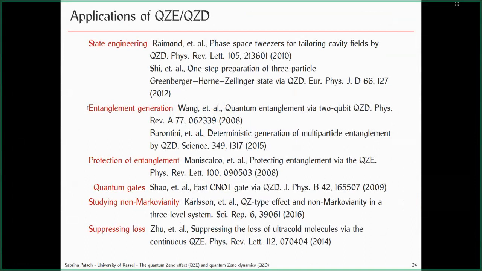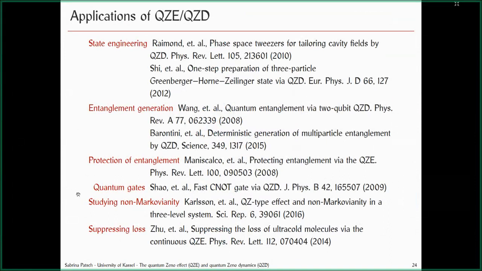Then you have the creation of entanglement, which is always useful for quantum information, where there are two different examples here. Then we can also protect entanglement. So once you have created it, we can also protect it. For fans of quantum computing, we can also generate quantum gates using the quantum Zeno effect.